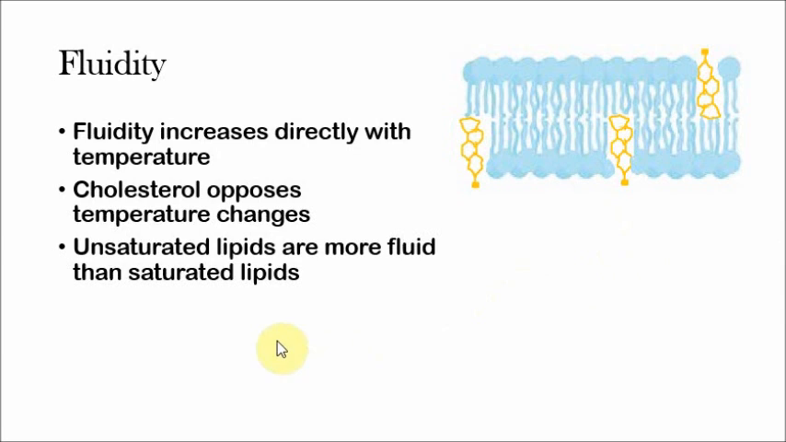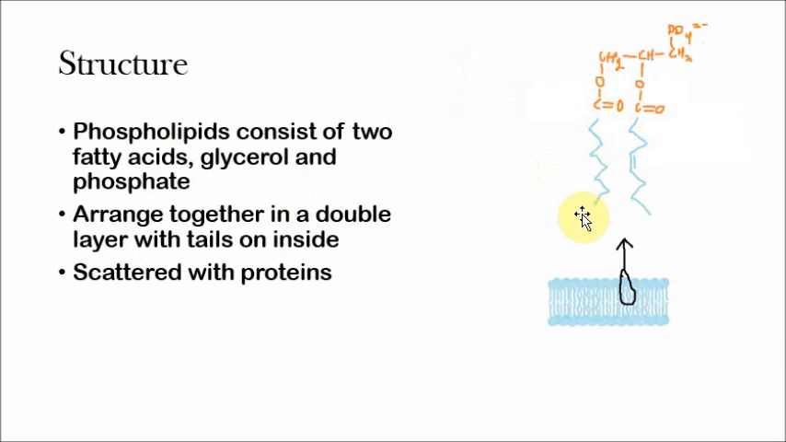Now, the last thing with fluidity is that we're going to look at the difference between unsaturated lipids and saturated lipids. I'm going to bring you back to this other diagram, and this phospholipid actually has two different lipid chains. All phospholipids have two chains. In this case, one is saturated and the other is unsaturated. The difference is that an unsaturated lipid chain or hydrocarbon chain will always have one or more double bonds, as you can see right here.